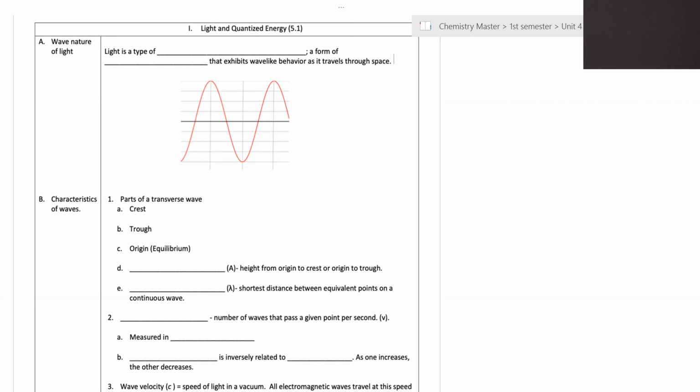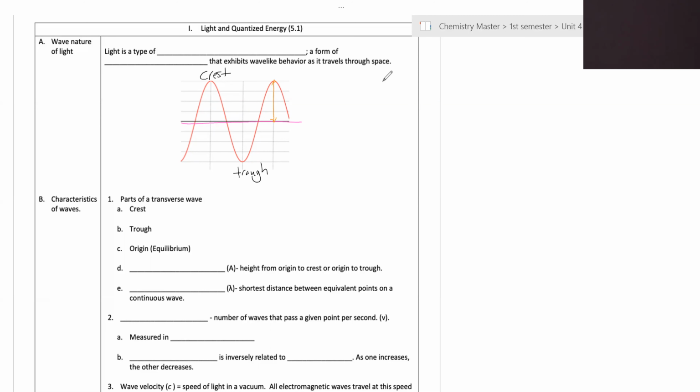We talked about the wave and the different parts of it. You should already have that in your notes, so I'm going to go a little bit fast on this part. We did talk about the crest, which is the top of the wave. We talked about the trough being down here, that low point. The origin is this line running through the center. And then I'm down here at D already. A represents the height from origin to crest. Okay, origin to crest would be from here to here.